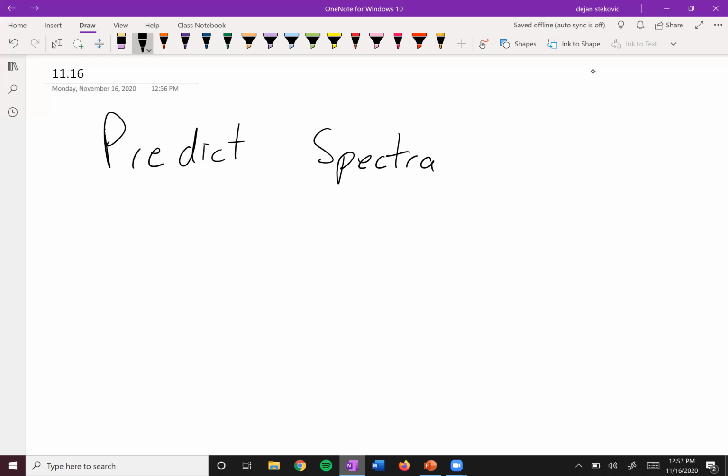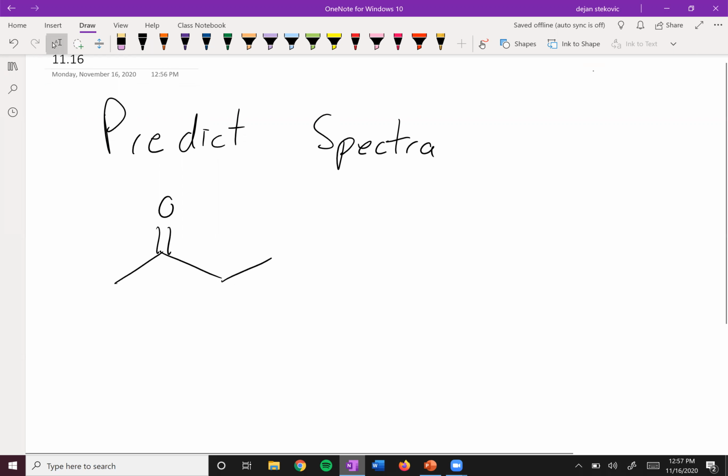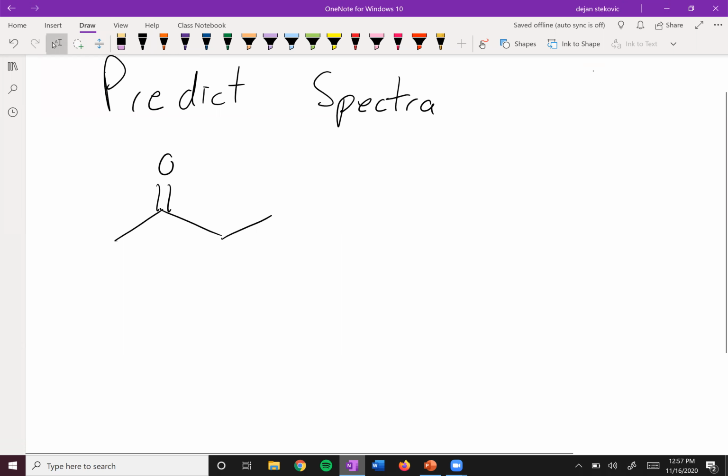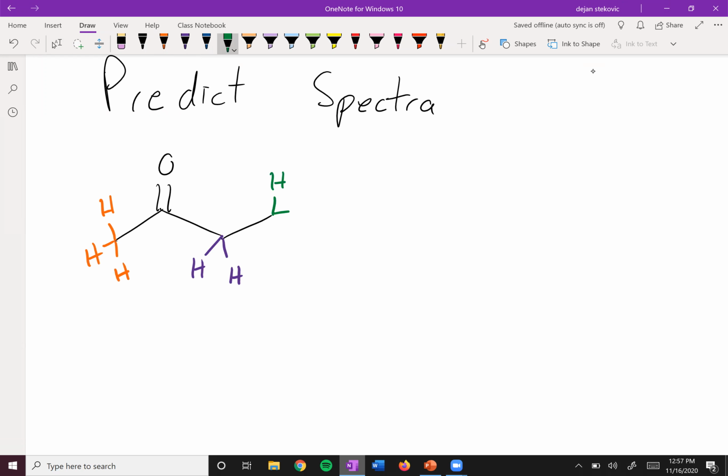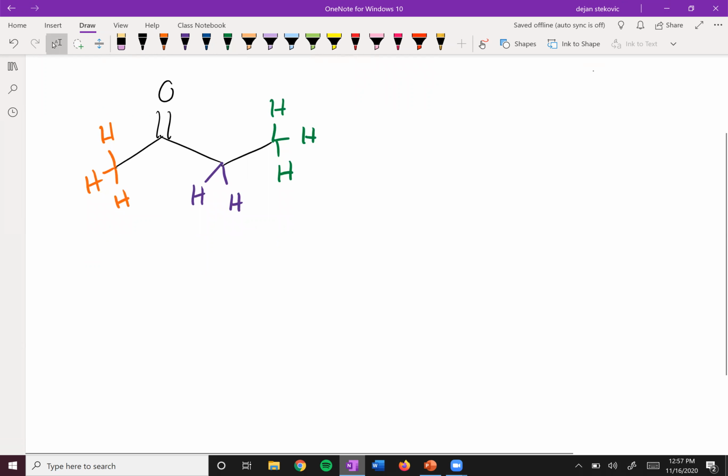what the compounds are. So for example, if you have this 2-butanone, you should be able to predict what the NMR spectra is going to look like, right? So we've got these 3 H's over here. We've got these 2 H's over here. And then these 3 H's over here, right?